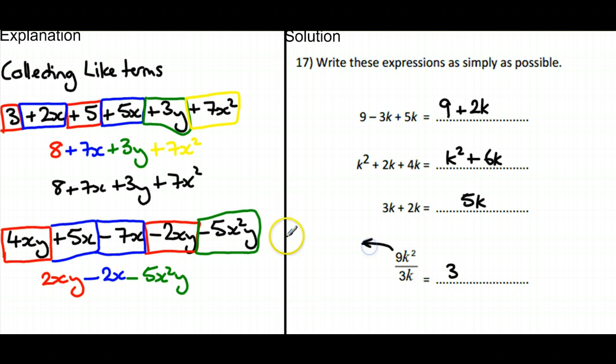It's worth just having a think of it like this. We've got k squared, that means k times k. If I divide that by k, the timesing by k and then dividing by k will cancel each other out, and you'll just be left with k. If you're also familiar with indices rules, then you'll be able to think of this as k to the power 1. You do 2 take away 1, and that gives you the term you need.